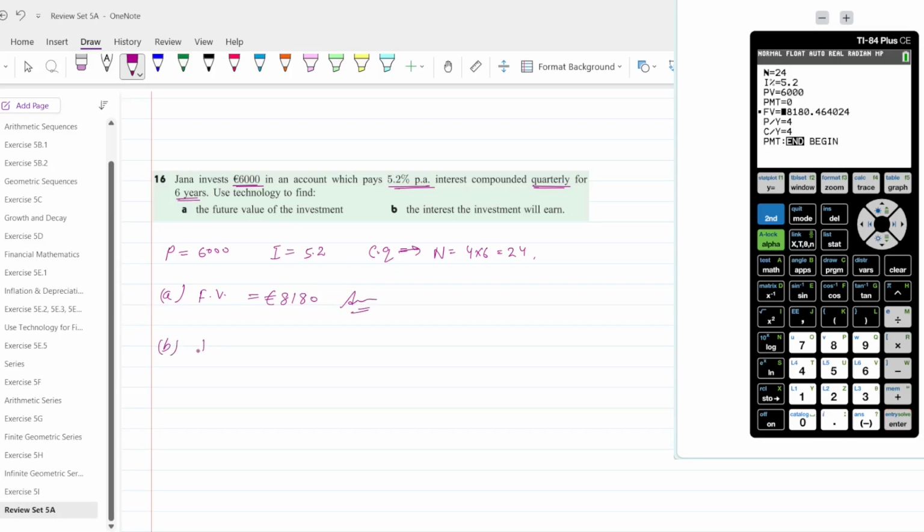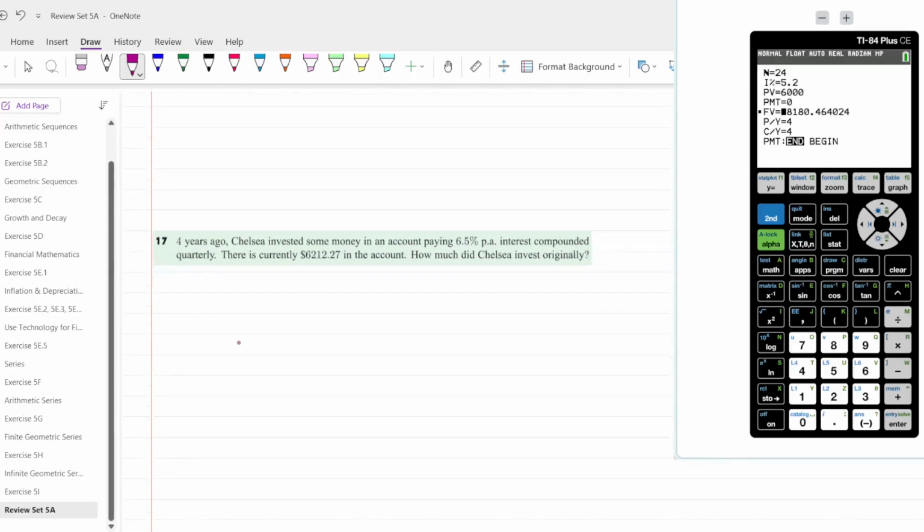The interest earned is going to be 8180 minus 6,000. That is 2180 euros. That's the answer. Let's go to the next problem.